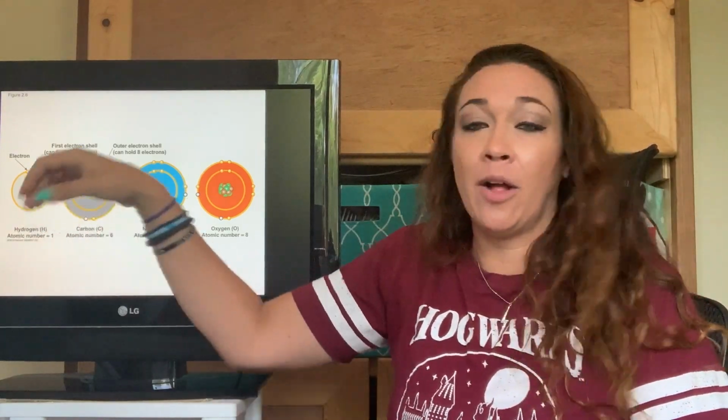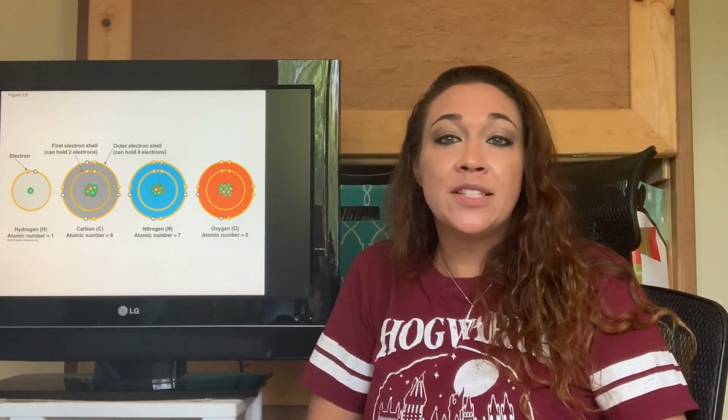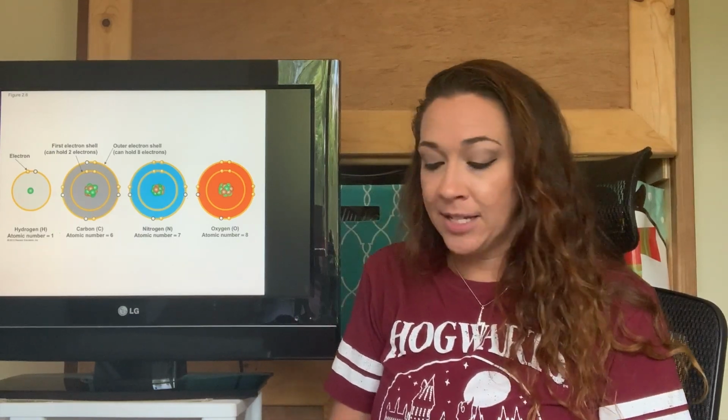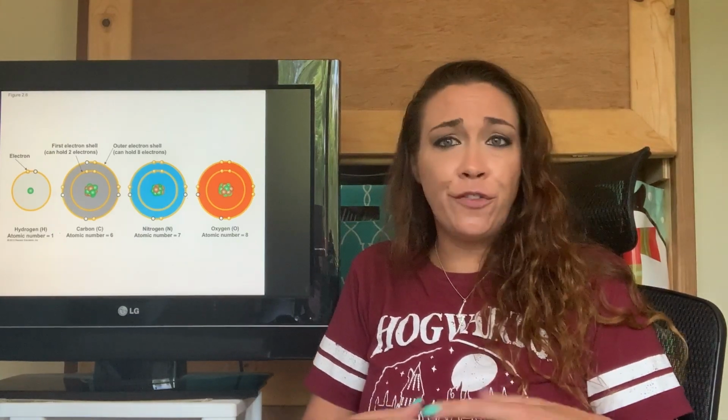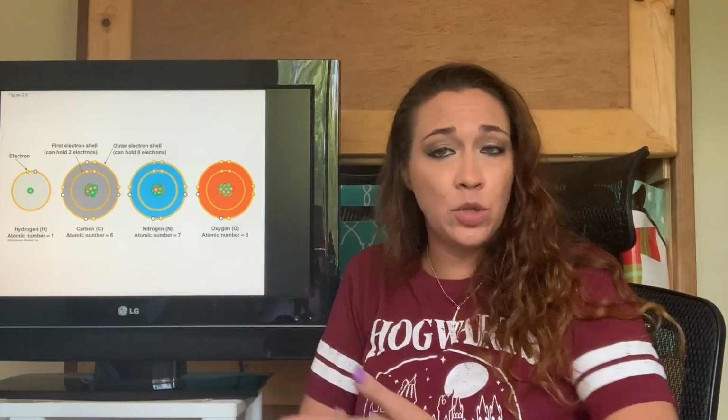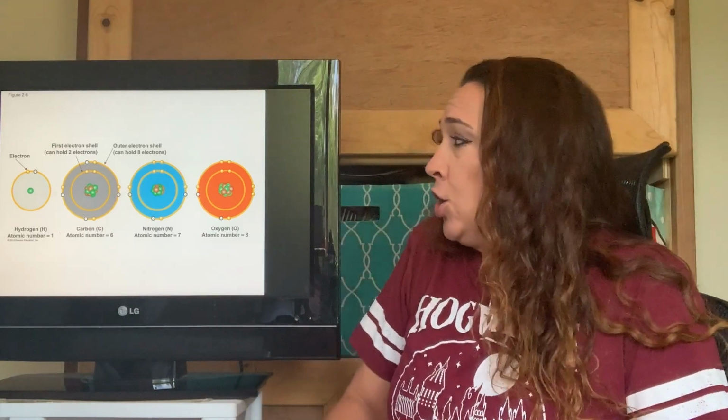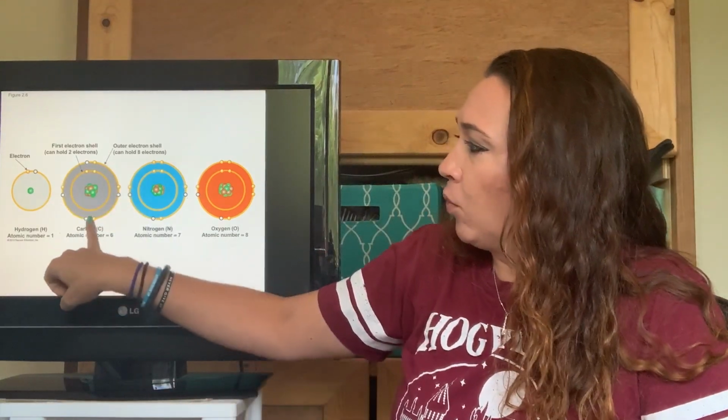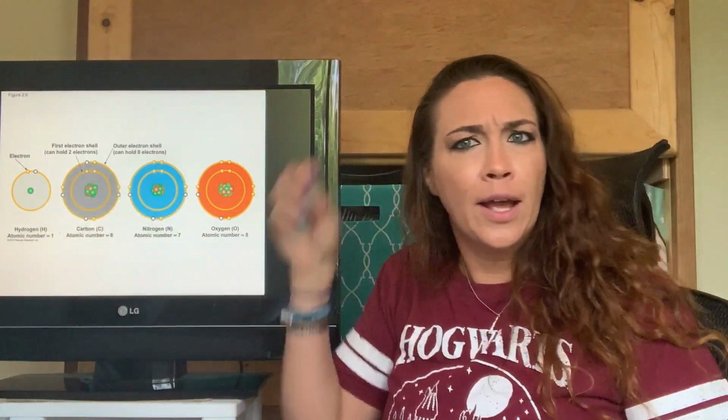Now it builds the second shell. So the first shell always needs 2. The second shell needs 8. Okay? This is known as the Octet Rule. Everybody's trying to get to 8. So to fill up your outermost shell, in this case, you would need 8 electrons. So in this case, we have carbon with 1, 2, 3, 4 electrons, which means carbon needs 4 more electrons to have its outermost shell full, which is why carbon is really reactive.